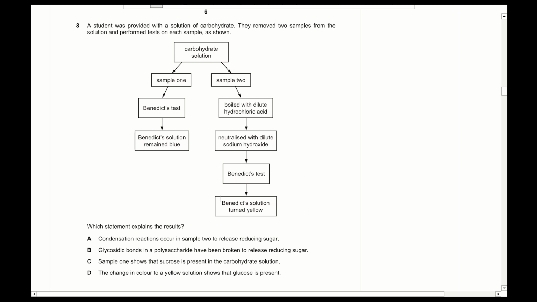A student was provided with a solution of carbohydrate. They removed 2 samples from the solution and performed tests on each sample as shown. Which statement explains the result? Now, let's take a look at this experiment. Carbohydrate solution, sample 1 and sample 2. Sample 1, they added Benedict's test. Now, Benedict's test is used to test for reducing sugars, and a positive test for reducing sugar would be a brick red color. However, in this case, this solution remained blue. Therefore, there was not any reducing sugar in this sample, so no reducing sugars.